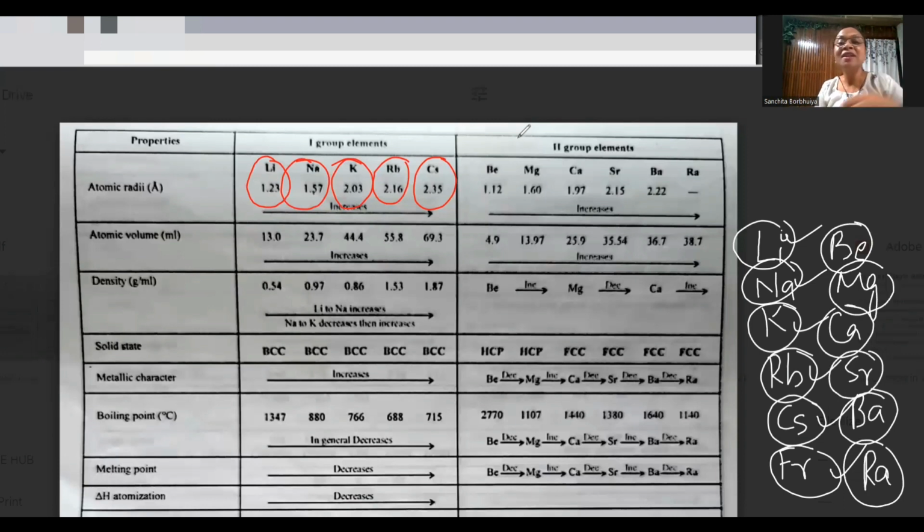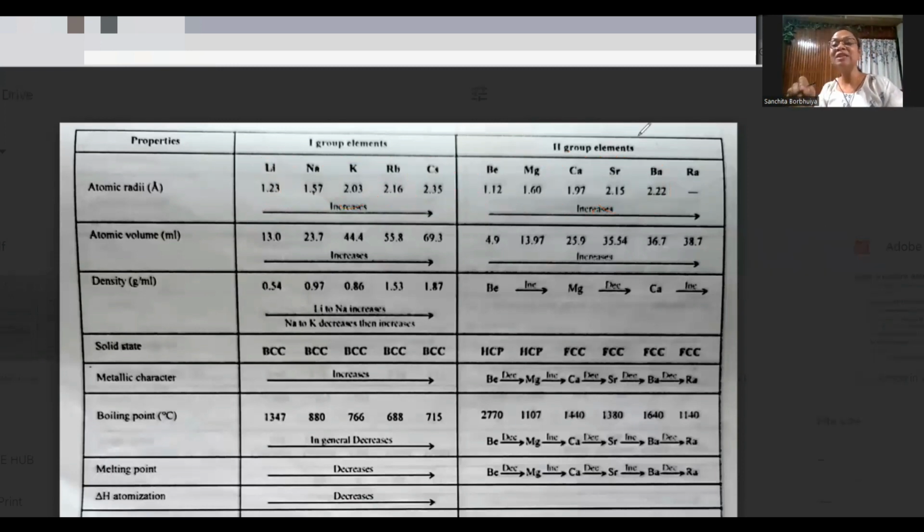This finishes the group 2 elements, and now to the discussion of the radii. Once again, if you see beryllium, magnesium, calcium, strontium, barium, radium, once again it's radioactive, so we have not listed it down. So once again, the atomic radius increases down the group. I have listed it across, so it takes less space for me, but this entire description is about down the group. Atomic volume. If you look at the atomic volume of lithium, sodium, potassium, rubidium, cesium, again it increases.